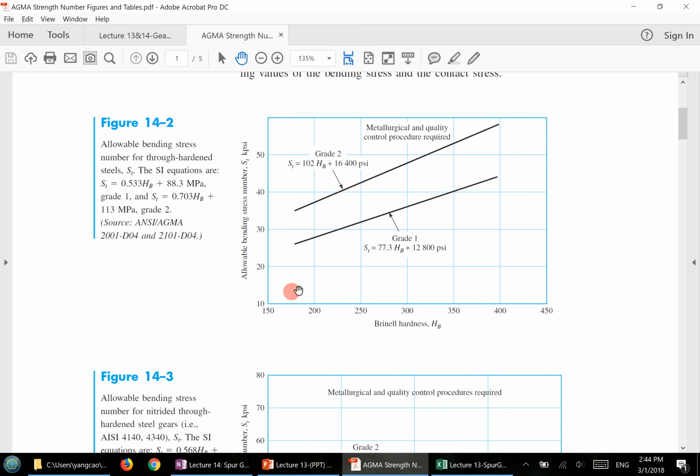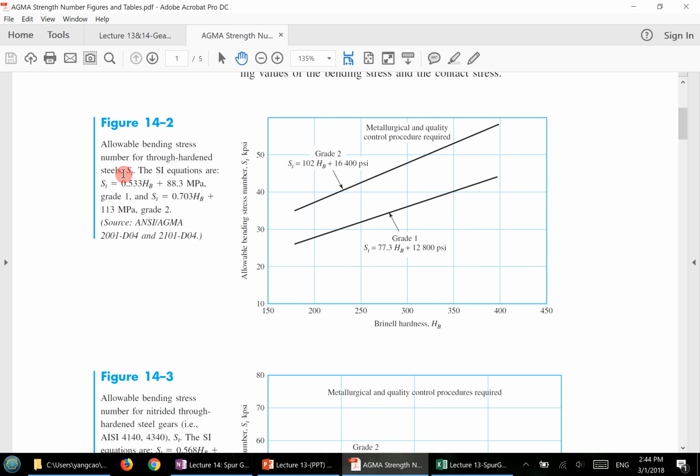How you use this is very simple. The horizontal axis is the hardness. The vertical axis is ST. There are only two lines here, one for grade 1 steel and one for grade 2 steel. If you choose grade 1 steel, then your ST is calculated using this formula. You identify a hardness, let's say 200 or 300, then substitute it in this formula and you get the ST value. And this ST value, based on 14-2, is for through hardened steels. Is that good?